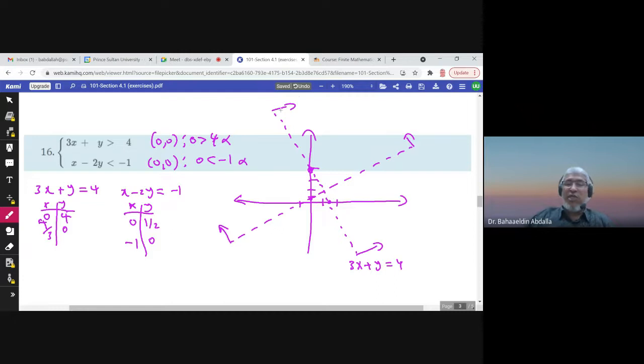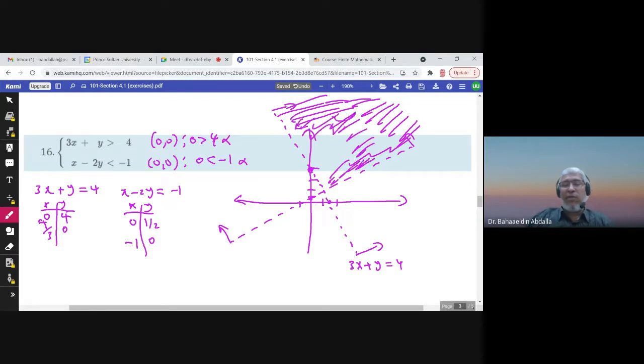So where is this region? Then it is this region. This region is the graph of the system. Okay, all of this region, and the two lines are not included. All of this region without the two lines would be included. Okay, this is the solution of this system.